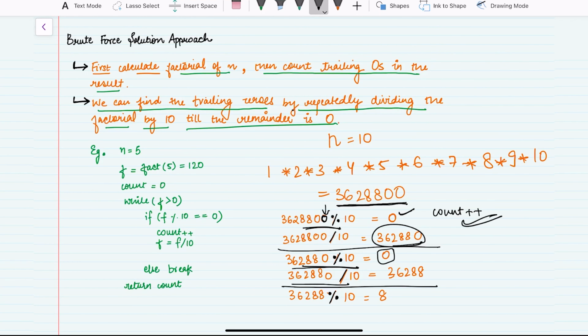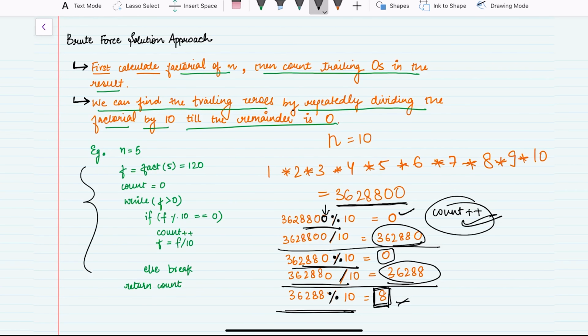Next, we will divide it by 10. Again find the mod of it and we get a non-zero number. That means here we have to stop because we have found all the trailing zeros. And since we have got a non-zero number, we do not care what is there to the left of it. So we will simply stop and return the count.